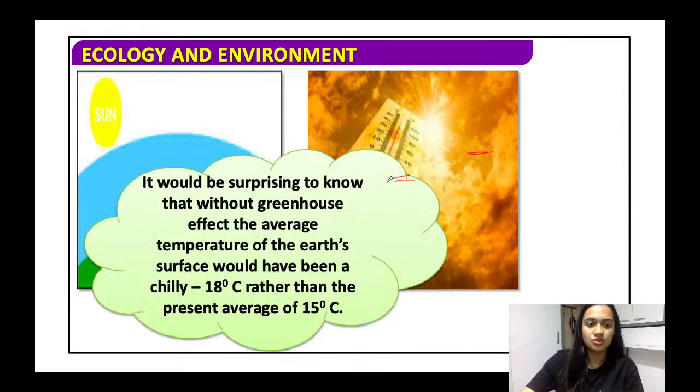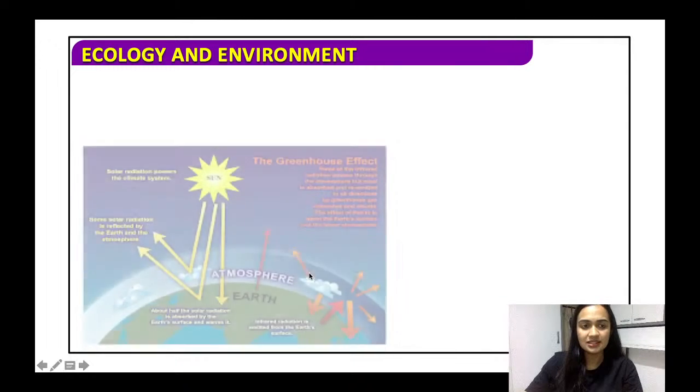ठीक है. So, it would be surprising to know that without greenhouse effect, the average temperature of Earth would have been chilly, minus 18 degrees Celsius. But क्योंकि the Earth has this power of trapping heat, the average temperature of the Earth is 15 degree Celsius.